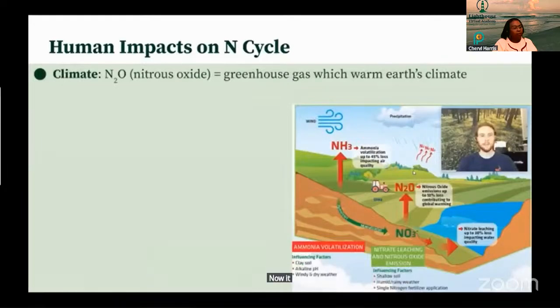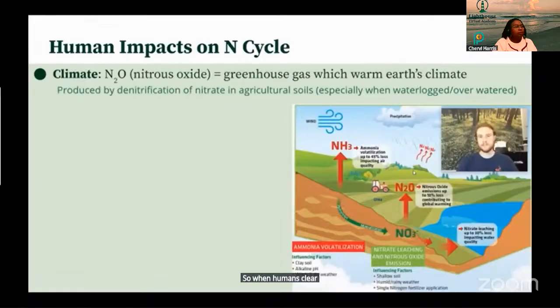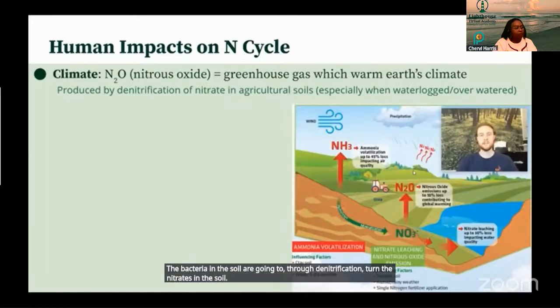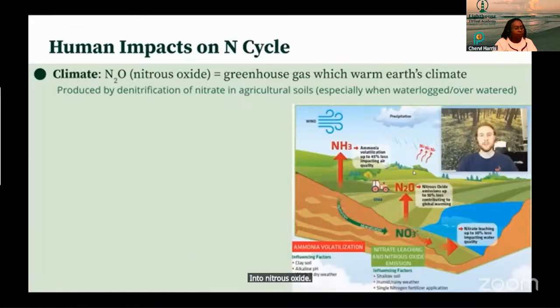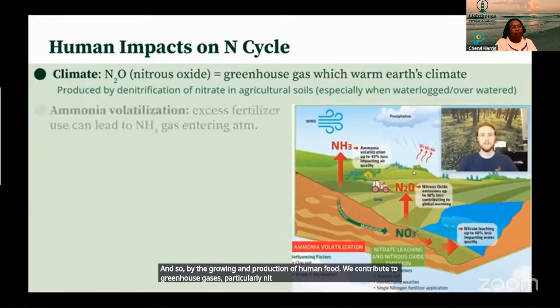Now it's produced by agricultural soil. So when humans clear land and till the soil to plant their crops, the bacteria in the soil are going to, through denitrification, turn the nitrates in the soil into nitrous oxide. This is especially prevalent when the soil is waterlogged or over-irrigated. And so by the growing and production of human food, we contribute to greenhouse gases, particularly nitrous oxide.